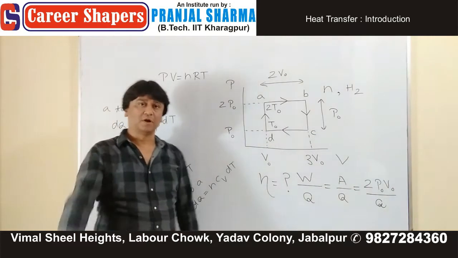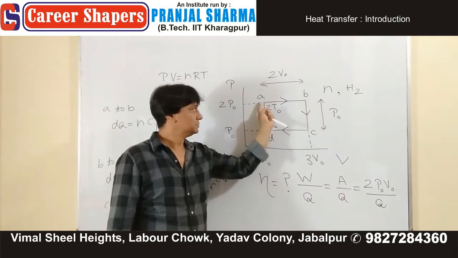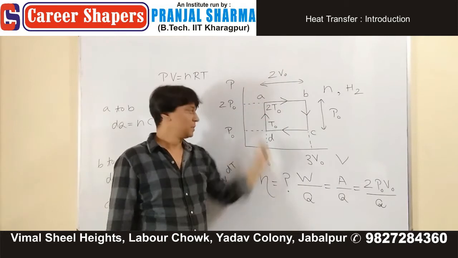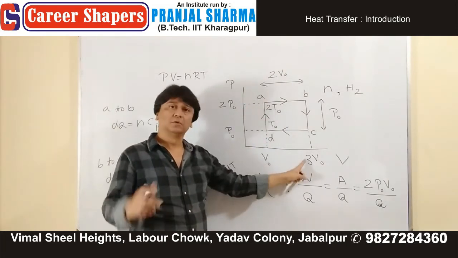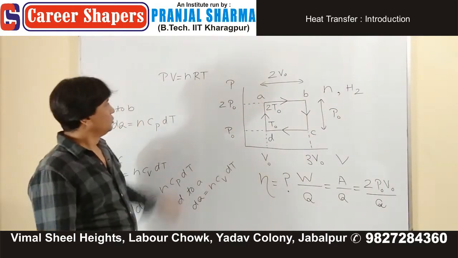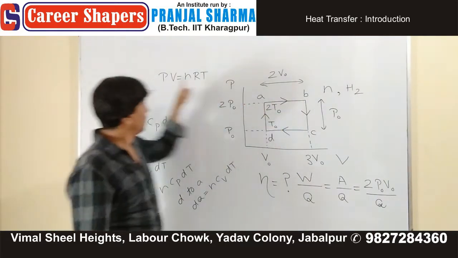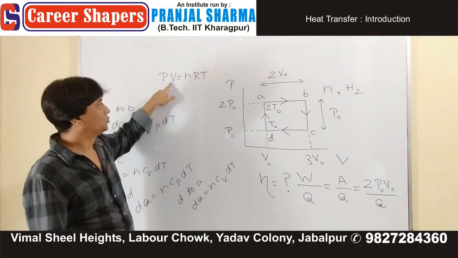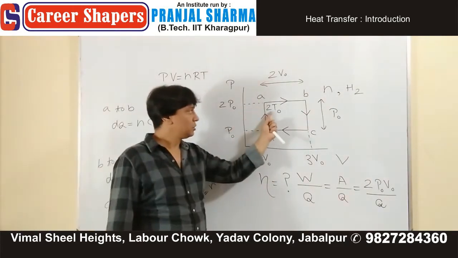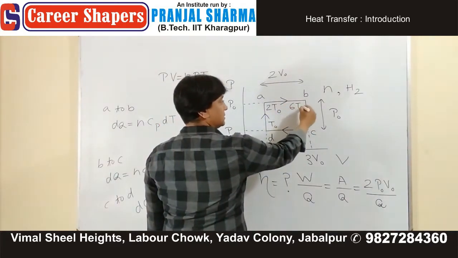Easy, not a very difficult thing. Now A to B. A to B, it's an isobaric thing, and volume becomes 3 times. If your pressure is constant and volume becomes 3 times, then what will your temperature become? 3 times. Here it is 2T naught, 3 times, 6T naught.